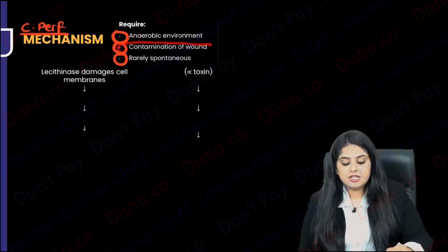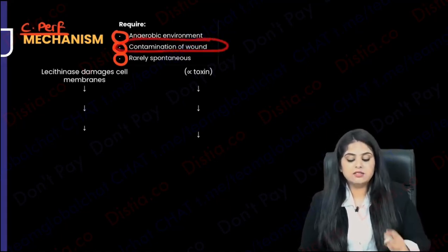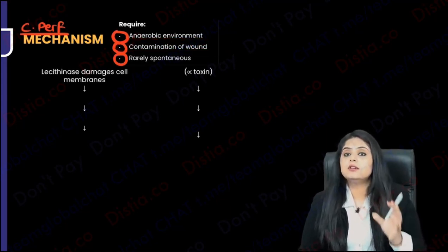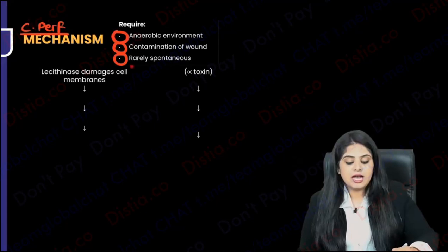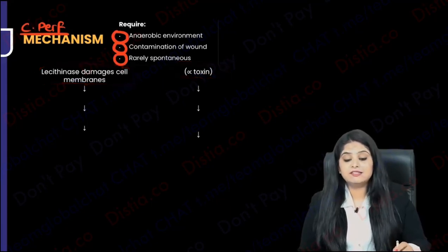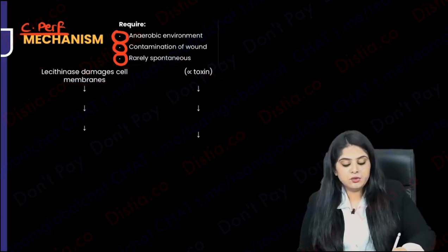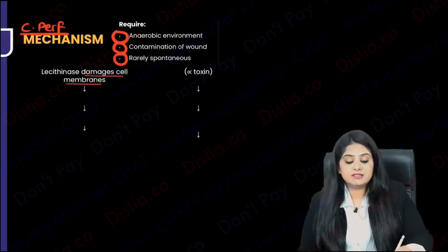If a contamination has happened, let's say there was a road traffic accident and the wound has occurred and the wound has been contaminated with Clostridium perfringens. I told you Clostridium perfringens has a very important toxin called alpha toxin. Alpha toxin has lecithinase activity. So what is that lecithinase going to do? Lecithinase is going to damage the cell membrane. Wherever lecithin is present, it will damage it.